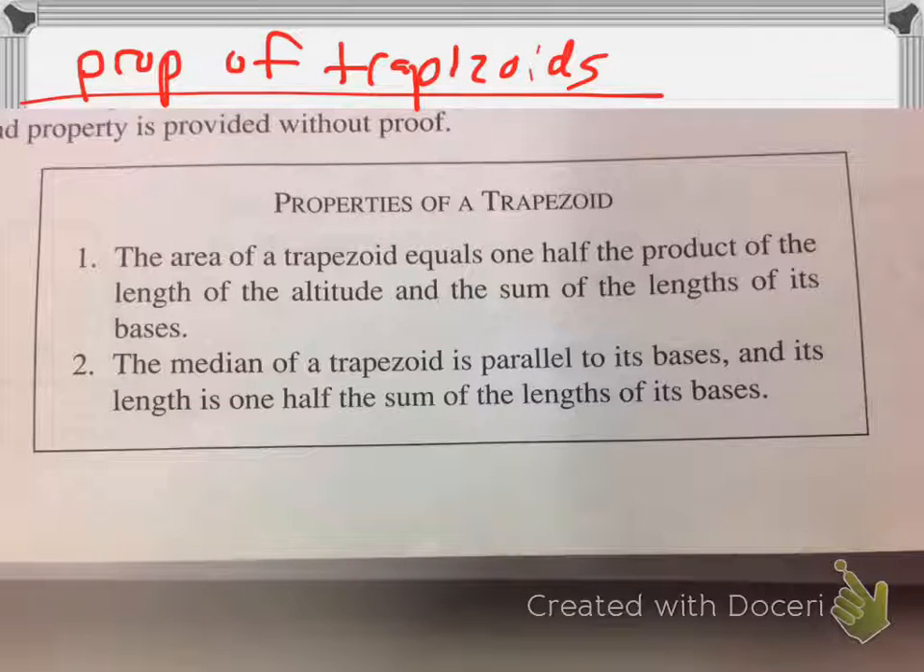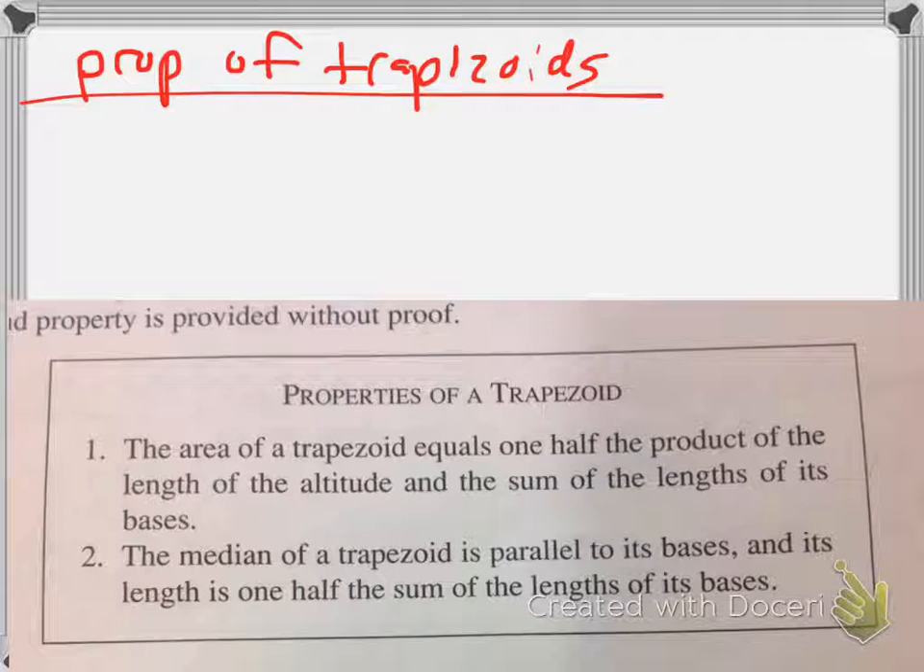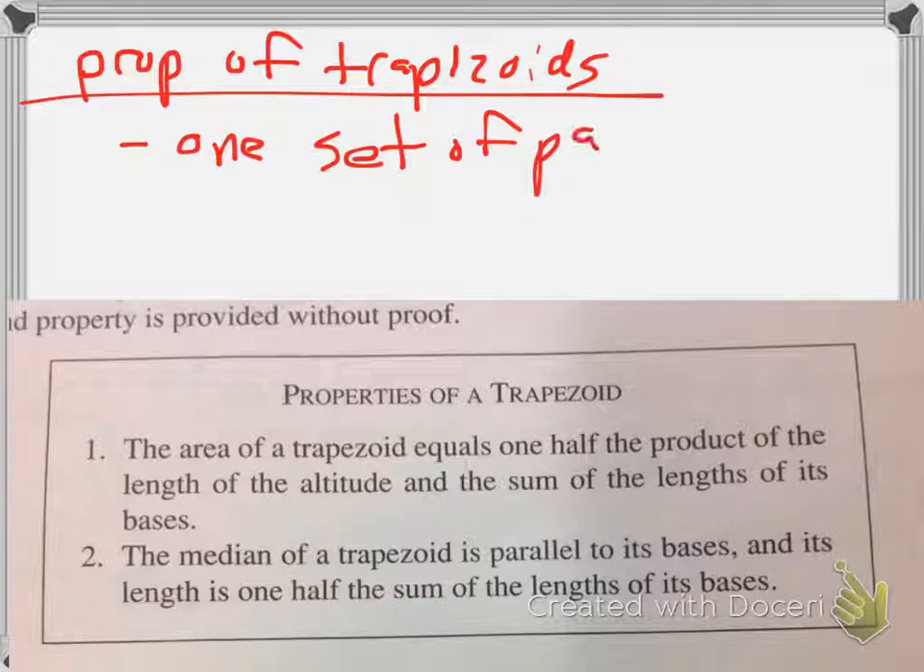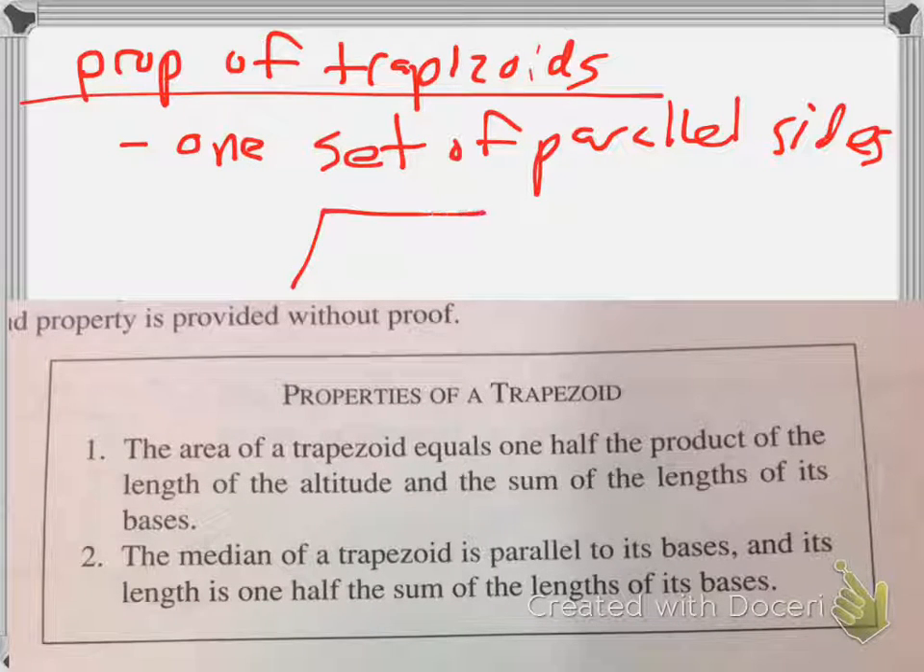What I think I forgot to put in here is what is a trapezoid. So maybe I'm going to move this down. If I move that down, what is a trapezoid? The trapezoid is a quadrilateral that only has one set of parallel sides. So it's still a quadrilateral, but only one set.